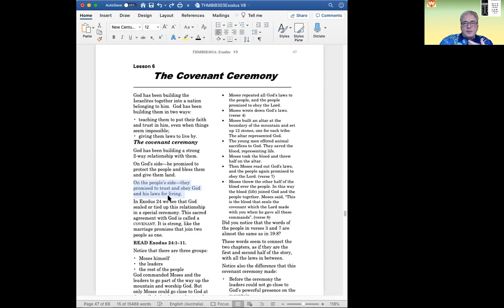For most human beings, sealing something with a ceremony is really important. So in Exodus 24, we see that God seals or ties up this relationship in a special ceremony. And this sacred agreement is called a covenant. It's strong. And we do tend to do ceremonies like that.